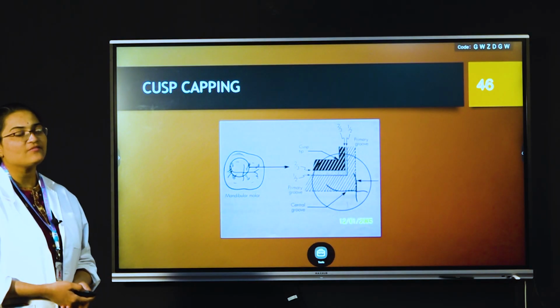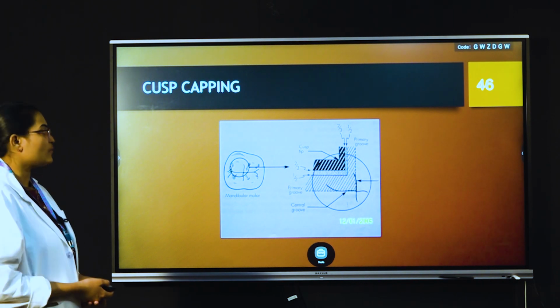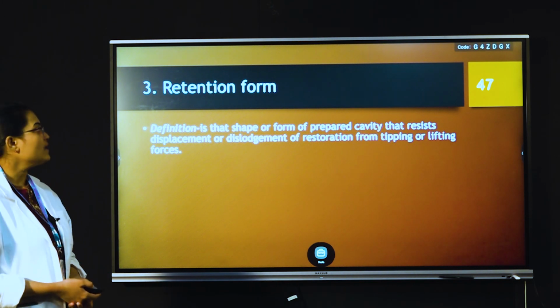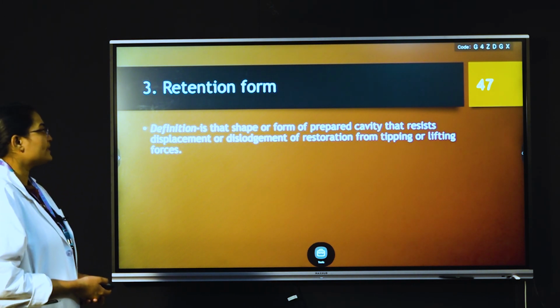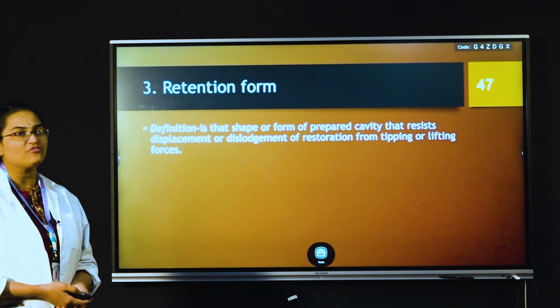Coming to the cusp capping, even cusp capping when required also enables us to increase the resistance form of the cavity. Coming to the third point, the retention form. It is the shape or form of the prepared cavity that resists the displacement or dislodgement of the restoration from the tipping or lifting forces.